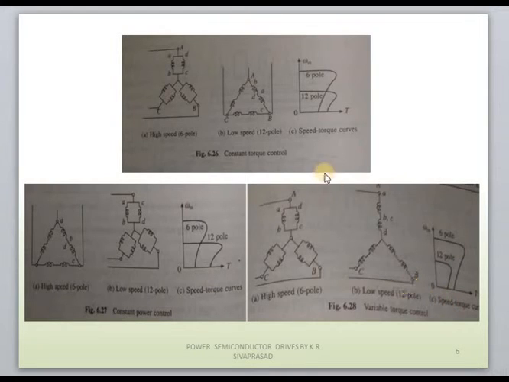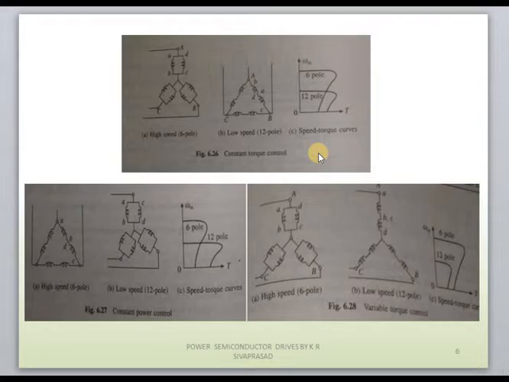Now we'll see how the control schemes arise based on this pole changing. We have only 6-pole and 12-pole, and with that we can control the speed of the machine. We have three possible control schemes. The first one is constant torque. We can maintain constant torque, and with that we can control the speed of the machine.